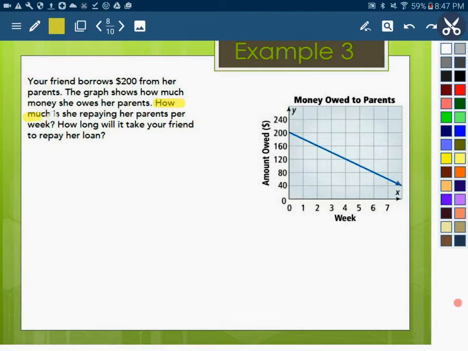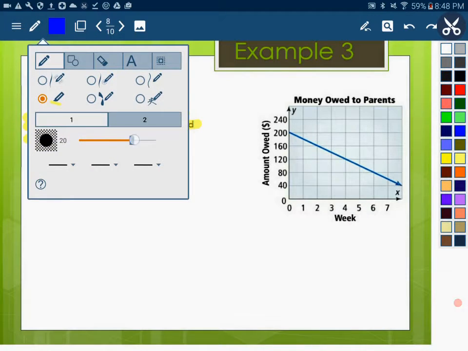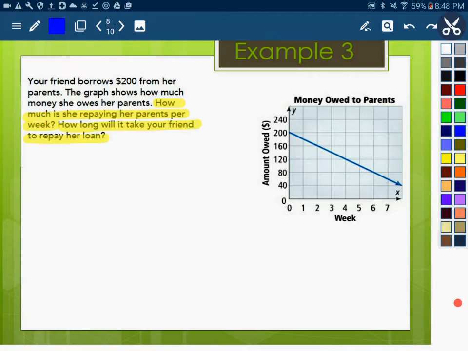How much is she repaying her parents per week? And how long will it take your friend to repay her loan? We need to make sure we answer both of those questions. Okay, so first let's answer the first one. How much is she repaying her parents per week? Now I want to point out that it says per week. How much money per week?